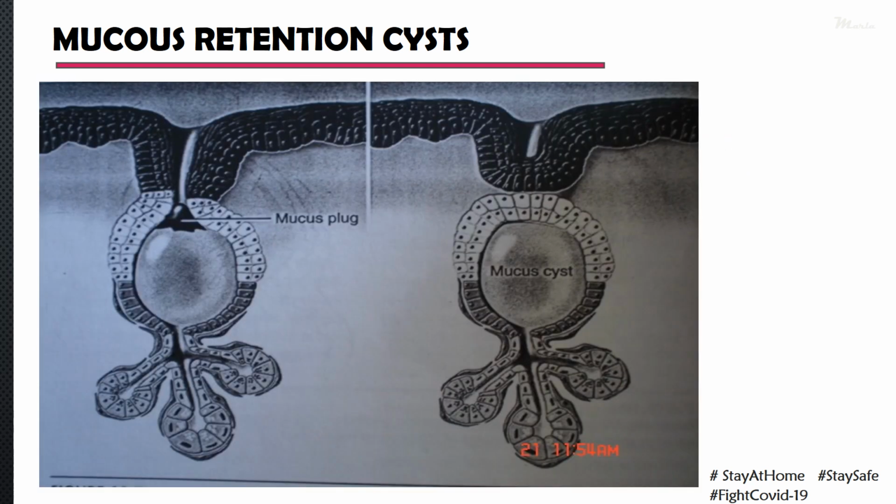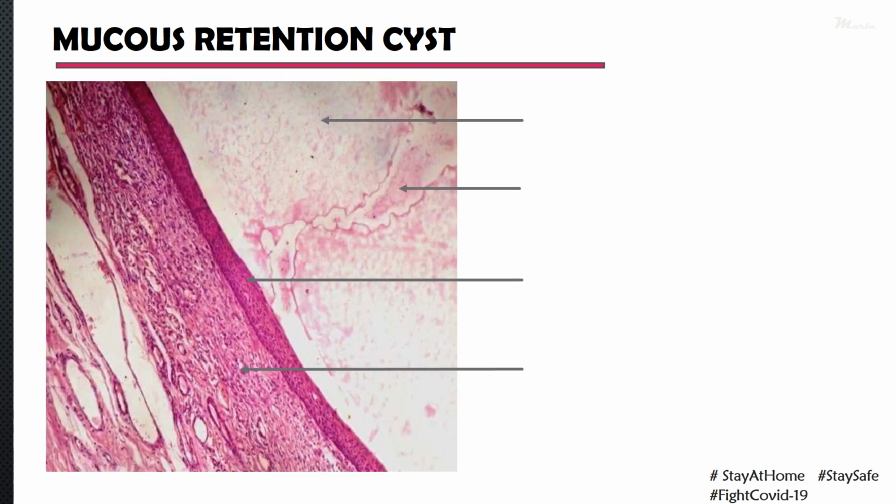Since we have discussed this before, there is an obstruction within the ductal system which results in pooling within the ducts, resulting in dilatation such that it gives rise to a cyst-like structure which is lined by the ductal epithelium. These are the mucus retention cysts. The same features can be identified in the histopathology.